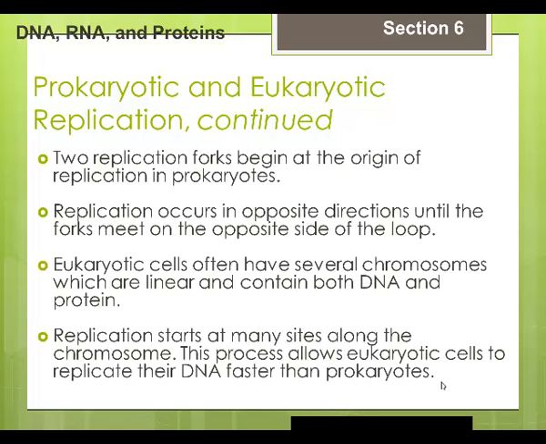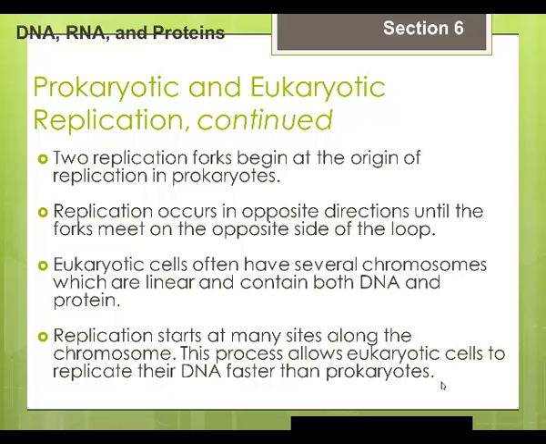So two replication forks begin at the origin of replication in prokaryotes. Basically it's unzipping in two opposite directions. Replication occurs in opposite directions until the forks meet on the opposite side of the loop. So basically that protein just winds its way all the way around the loop until it comes back to its point of origin.